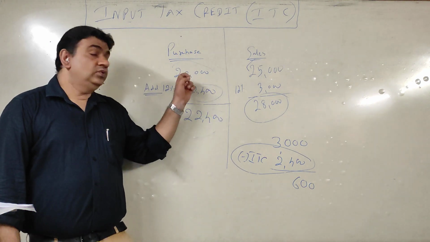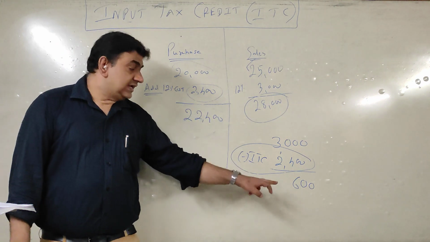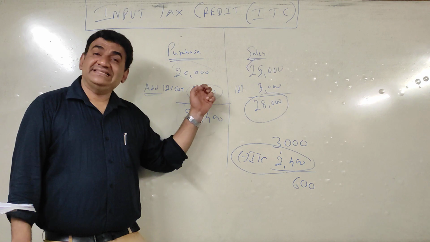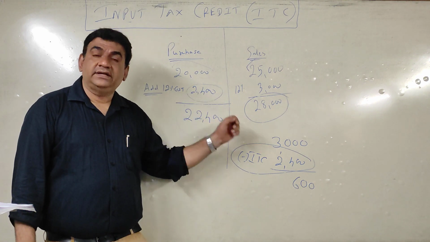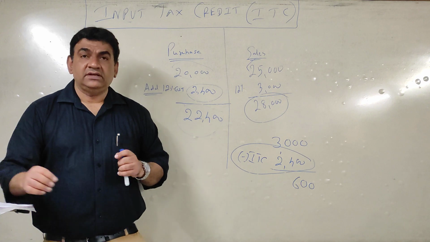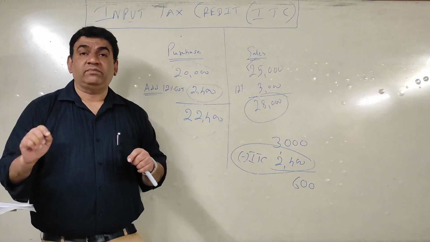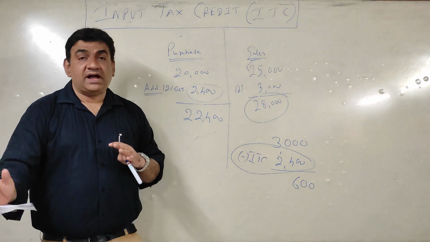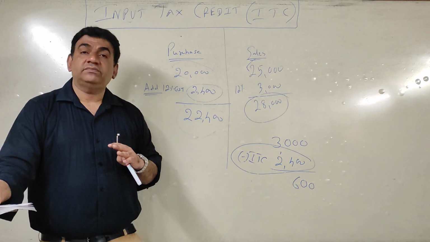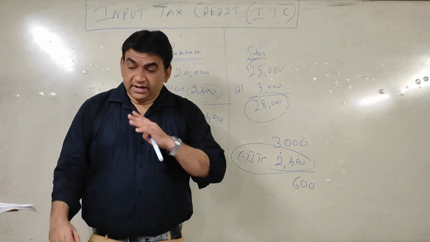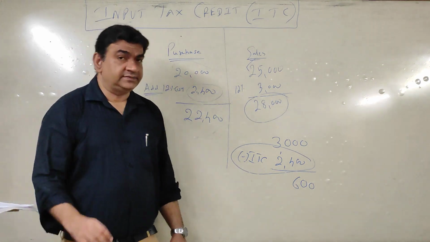How? 2,400 here and 600 here. So till the time government doesn't receive this 2,400, you cannot claim ITC. Whatever points I'm explaining now, almost every sum has one point of this type, so it will become very simple for you. Mark this very important, not only from the theory point of view, but also from sums point of view. Okay?